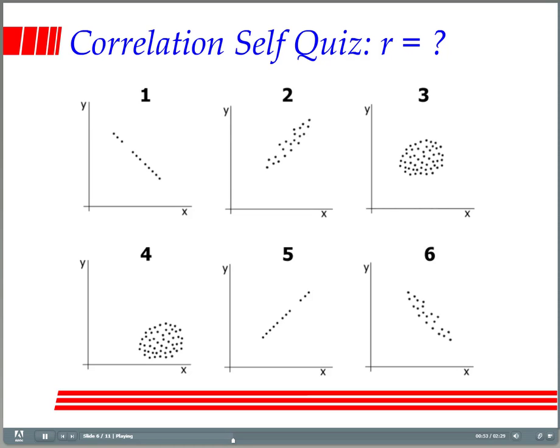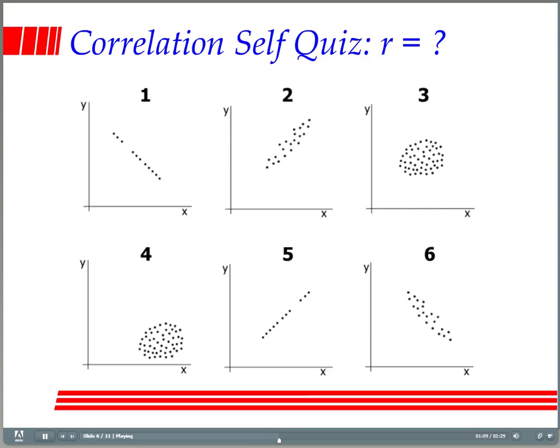Situation 2, we have a fairly strong relationship between x and y, and it's a positive relationship, a positive slope. So this is going to have a high r value. It's not going to be 1 because it's not a straight line.